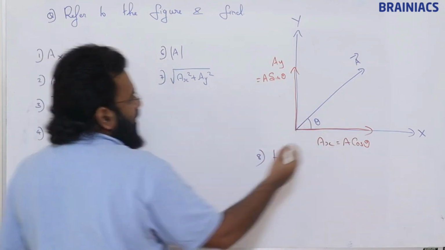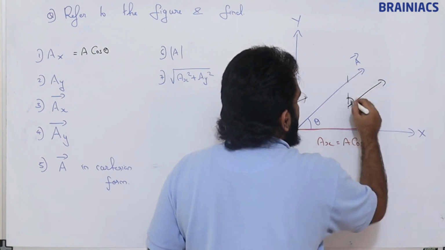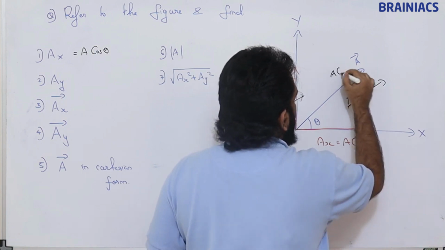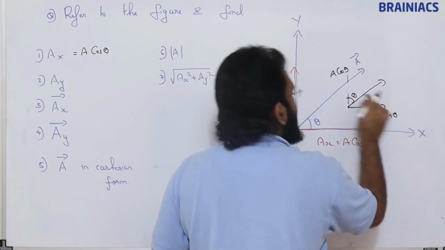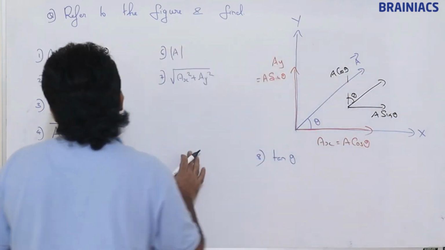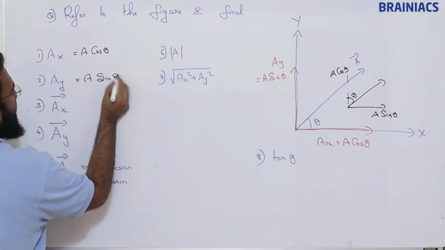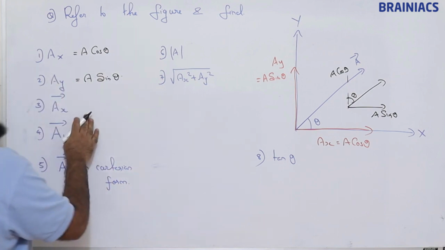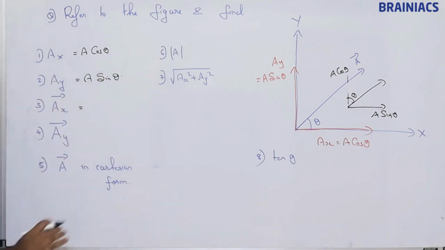If A is given and theta is given here, then this is going to be A cos theta and this is going to be A sin theta. If theta is given here, then this is A sin theta. So this is A cos theta, this is A sin theta. Clear?